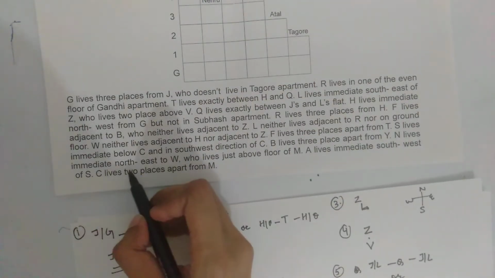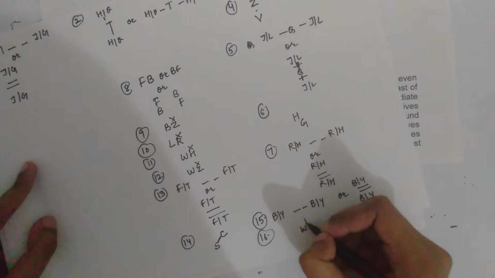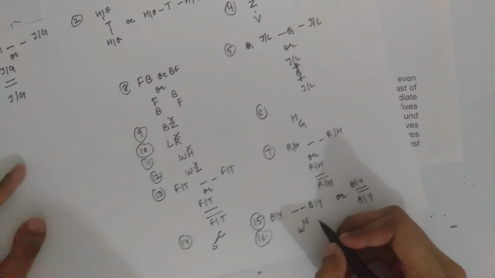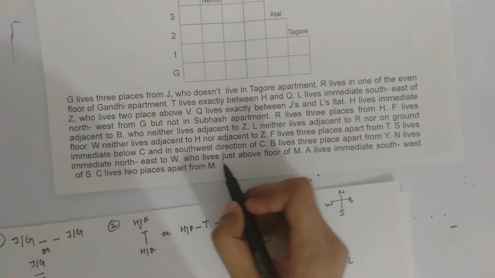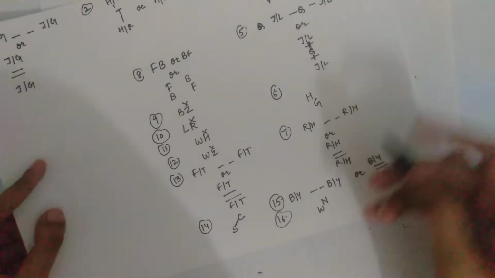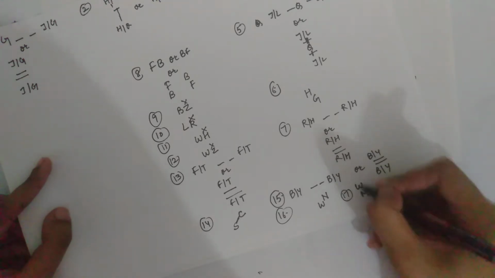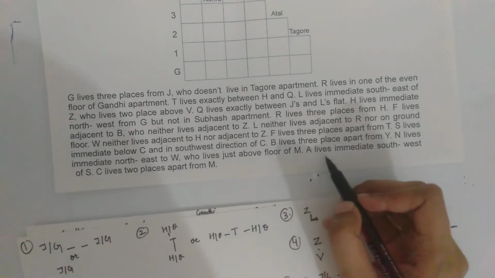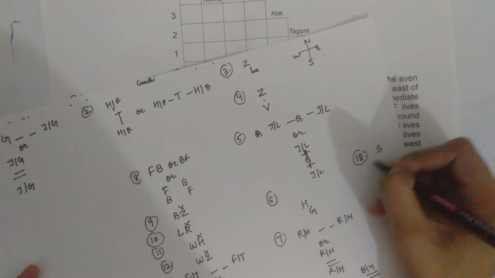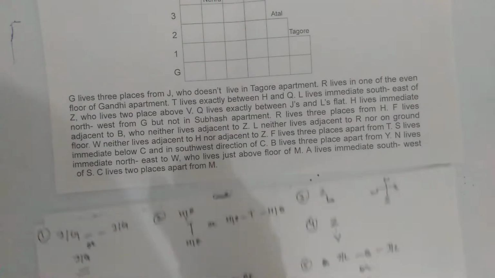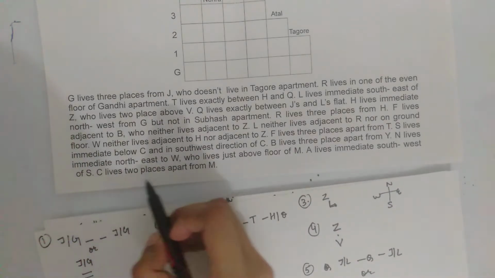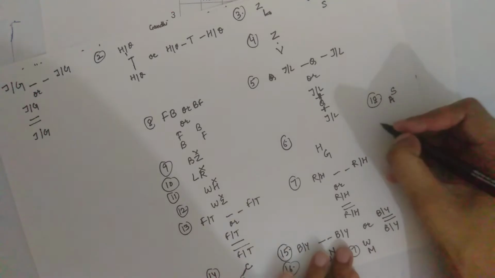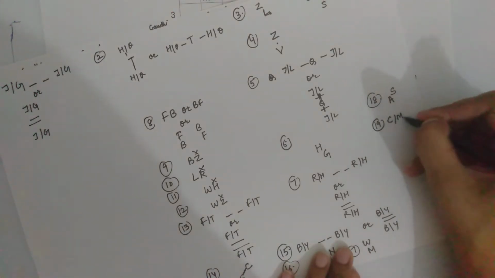N lives immediate northeast to W. This is W, immediate northeast is this. So here will be N. W lives just above the floor of M. It will be like this. Now see the next condition. A lives immediate southwest of S. This is S, this is the southwest, immediate southwest. Now next, C lives 2 places apart from M. It means C and M will have 1 person between them.